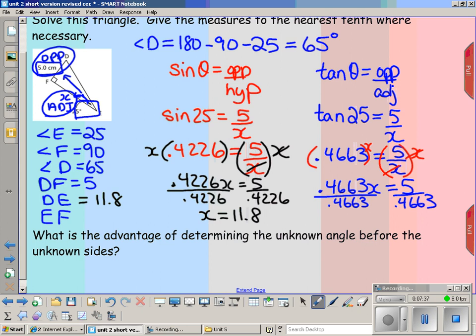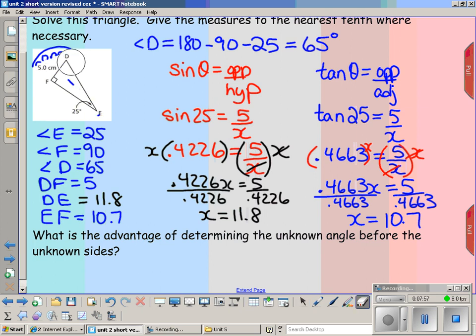And we get x equals 10.7. So EF is 10.7. And you would have got that answer had you used Pythagorean theorem because we have correct work. You would have got that answer had we used the fact that this angle is 65.